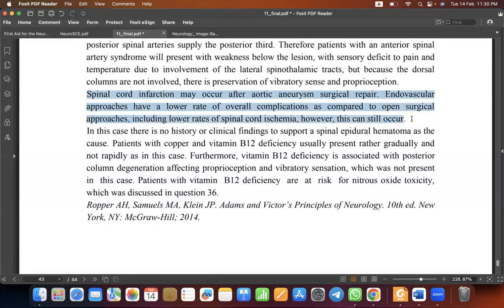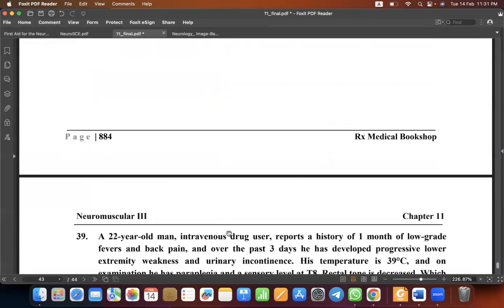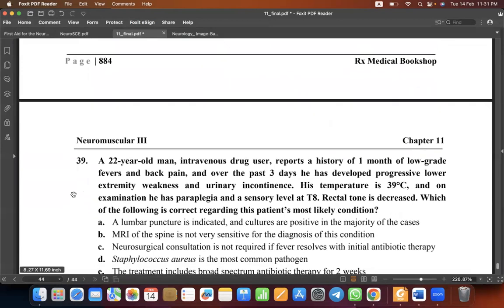Sometimes the endovascular approaches have a lower rate of complication, but we should remember the issue as well. So this is not copper or B12. This is not that slow. Rapid onset symptom, rapid onset, you always think of cord infarct. Whether it is syphilis, whether it is watershed, whether it is abdominal repair, whether the patient has atrial fibrillation, it doesn't matter. Acute onset, cord infarct. First possibility. We need to exclude that as well.